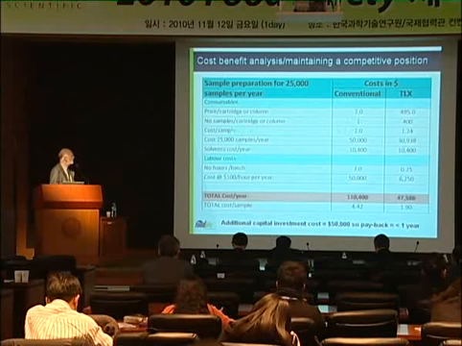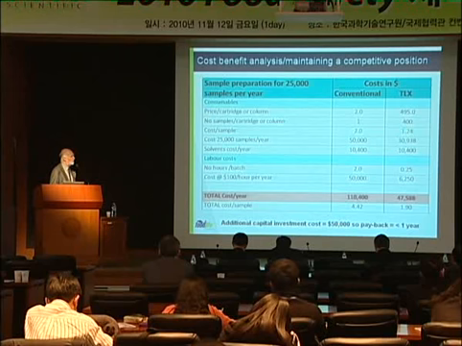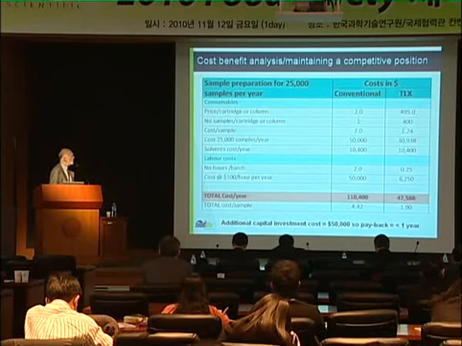So immediately, the cost per sample, simply for the columns, drops from $2 to $1.24. The cost of 25,000 samples drops from $50,000 to $31,000.